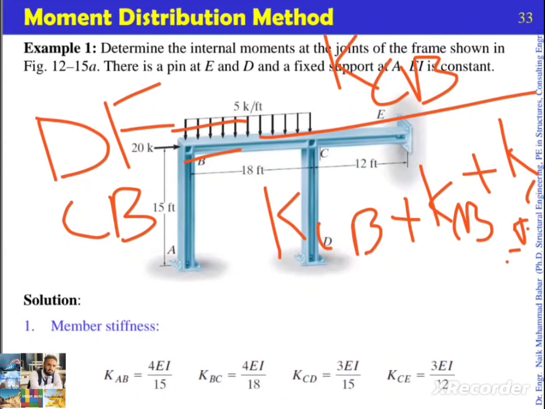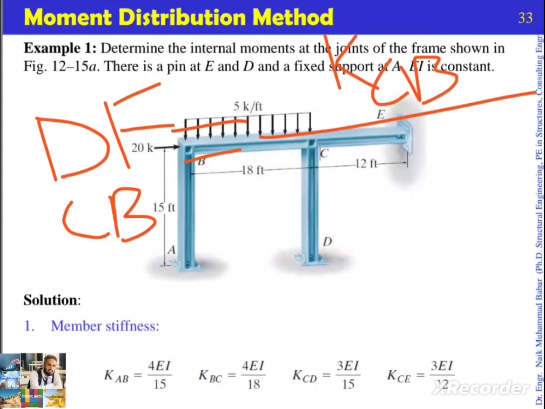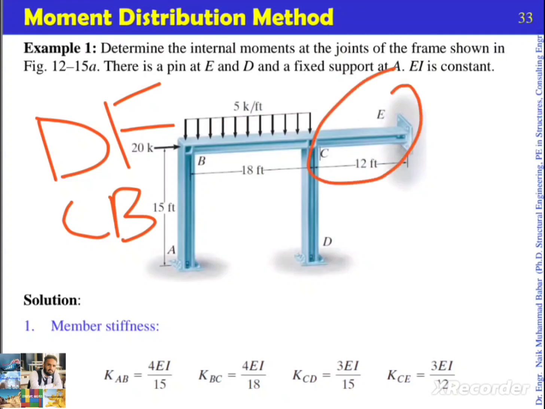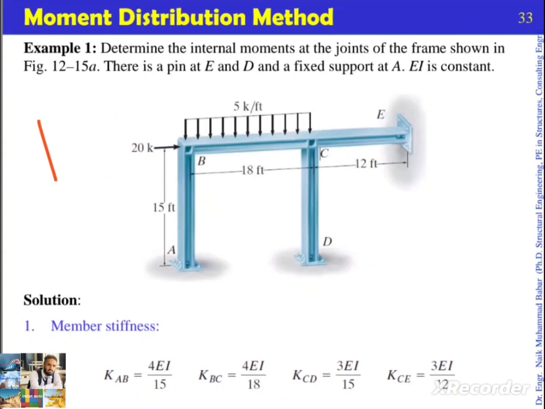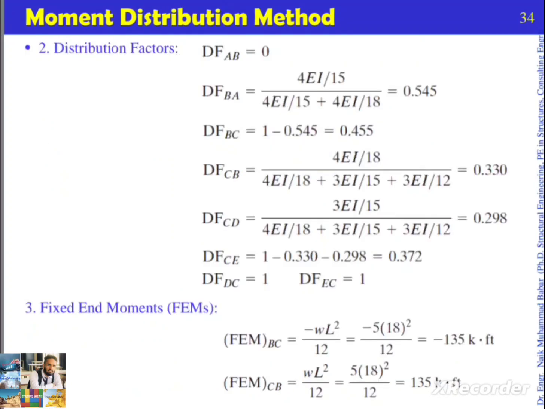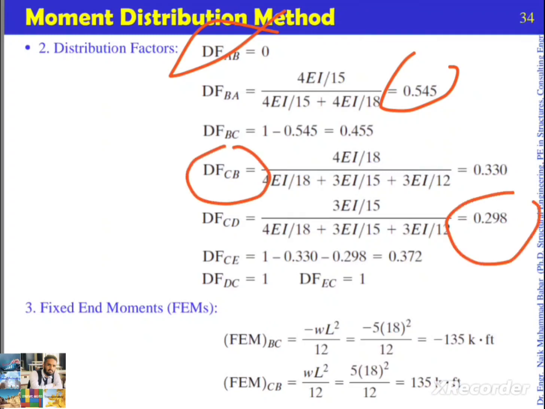Now we know that for a hinge or roller support the distribution factor will be equal to 1. Distribution factor for CE and DC will be equal to 1. So in the second step we calculate the distribution factor for each span with the help of stiffnesses. So these are the distribution factors: for AB, BC is 0.545, 0.330 for CB, and for CD is 0.298, and for CE is 0.373.